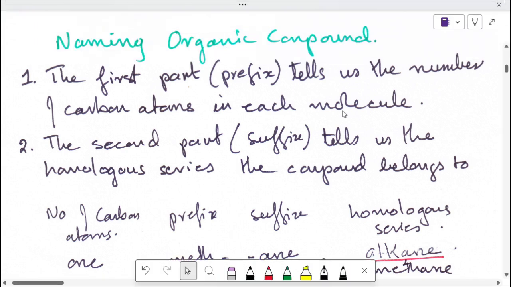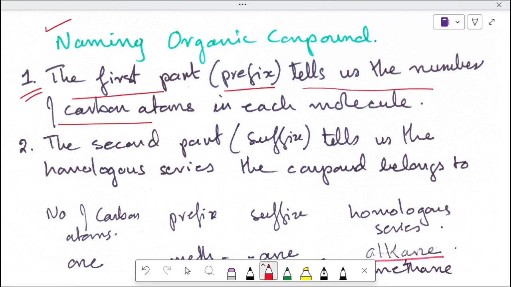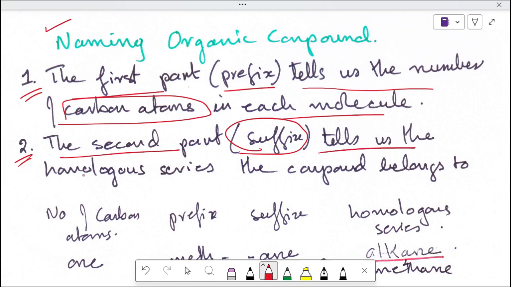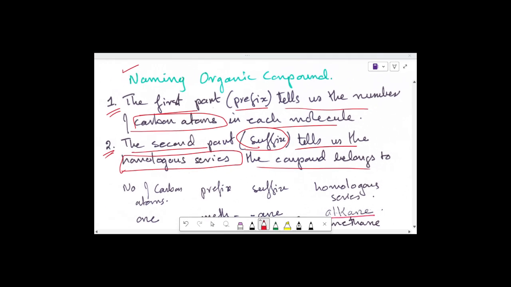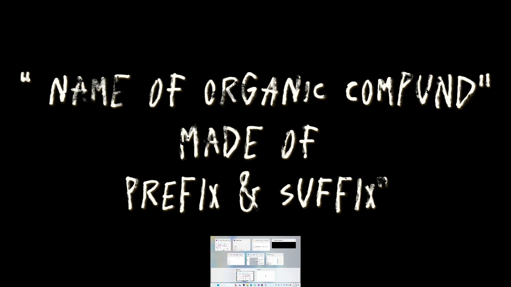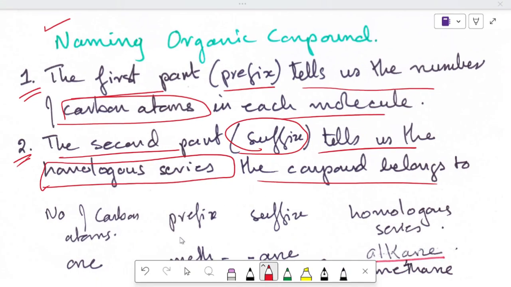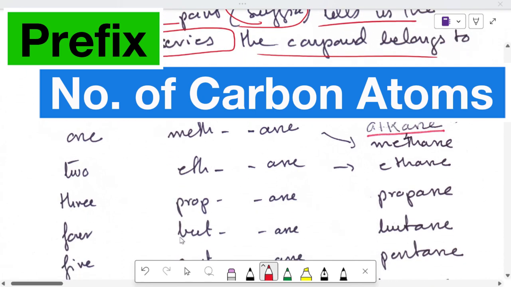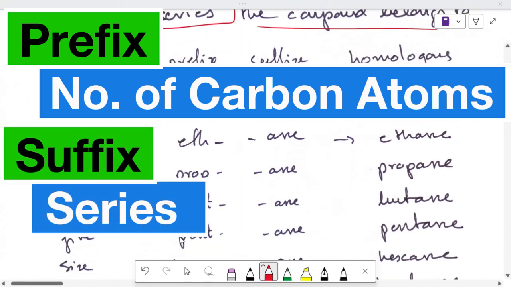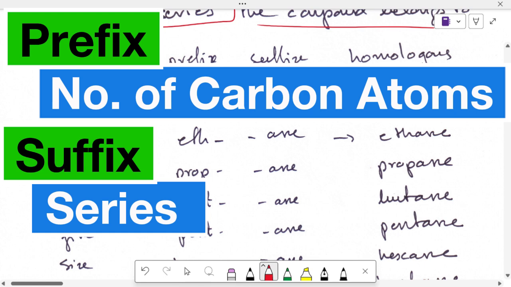Now we come to naming of the organic compounds. It's very important. The first part, which is the prefix, tells us the number of carbon atoms in each molecule. The second part, which is the suffix, tells us the homologous series the compound belongs to. So the name of an organic compound is made up of prefix and suffix. Prefix will tell you how many carbon atoms, and suffix will tell you which series the compound belongs to.